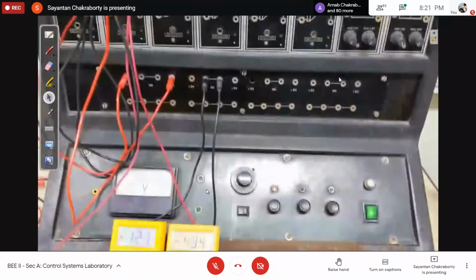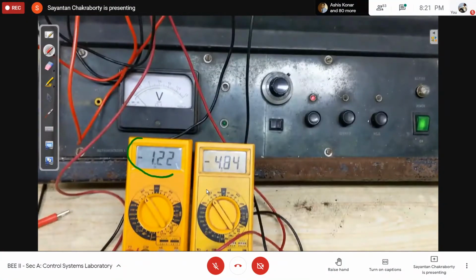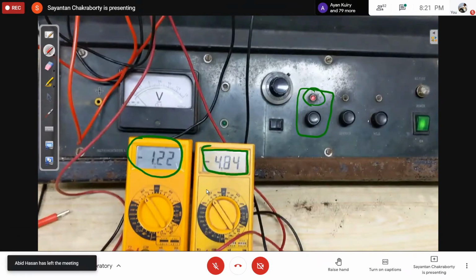So this is the video where the input signal is now minus 1 point. Initial condition is set. The set button is glowing. So it's minus 4.84. Now let us see how the integration operation takes place.